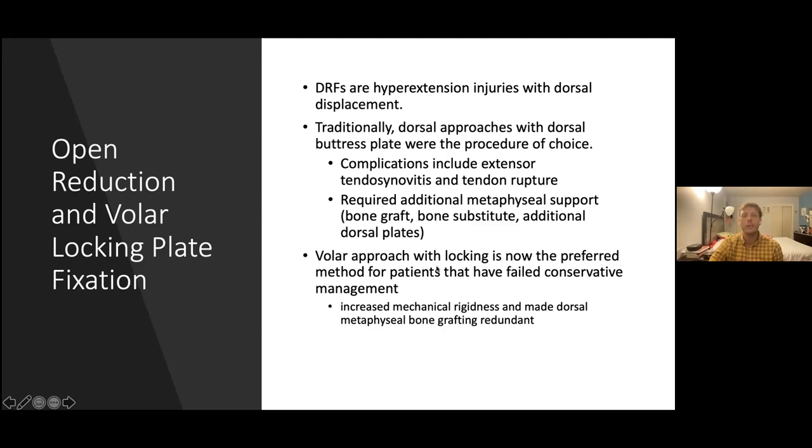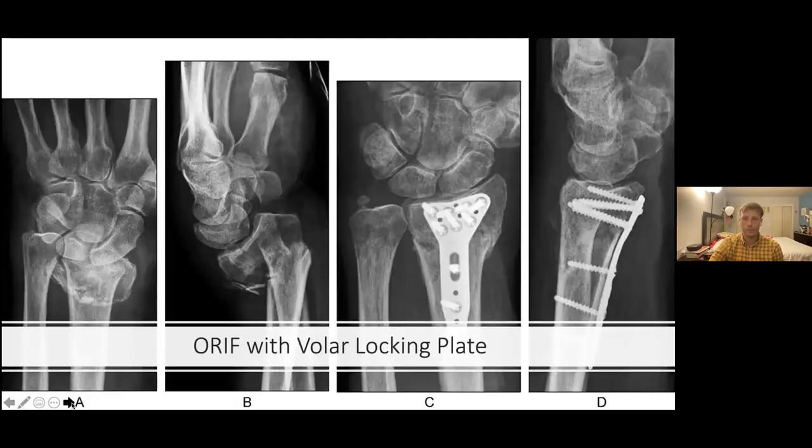They did note that this is the preferred method for patients that have failed conservative management. It helps to increase mechanical rigidness, as well as the bone grafting became redundant and unnecessary. So this is an example of the volar locking plate. In picture A and B, you have the distal radius fracture. And then in C and D, you have a radiograph evidence of the volar locking plate.